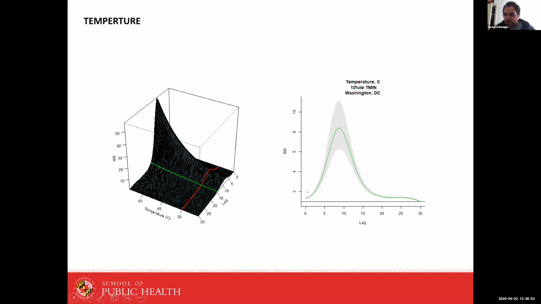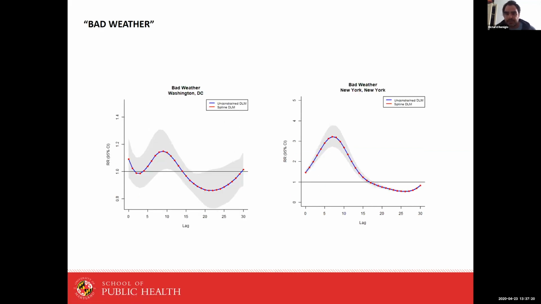Then with respect to temperature, we're also seeing in DC a spike or increase with respect to what I consider the minimum temperature, at the 10th percentile. So it's about 30 degrees for DC. And we're able to see after day 10 of exposure that we're seeing a decrease in risk as we approach further along the lag axis.